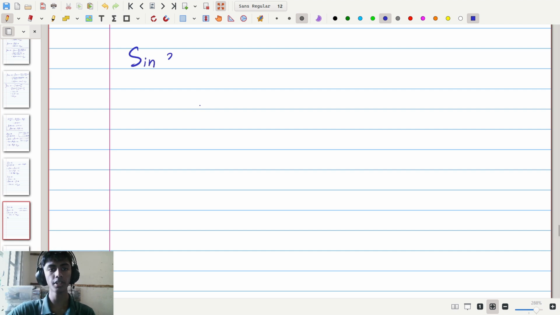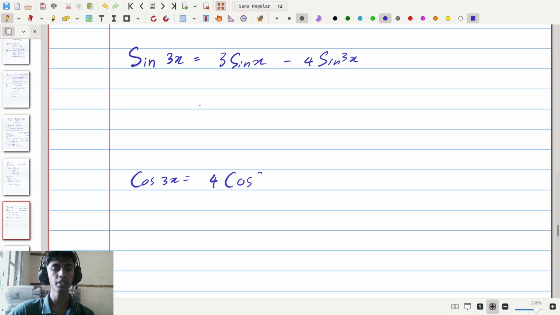Carrying on though, the sine of 3x is equal to 3 times the sine of x minus 4 times the sine cubed of x. Similarly, the cosine of 3x, which I'll write over here, is equal to 4 times the cosine cubed of x minus 3 times the cosine of x. Using these two, we can get the sine cubed of x and cosine cubed of x in terms of simpler values that we can easily integrate.